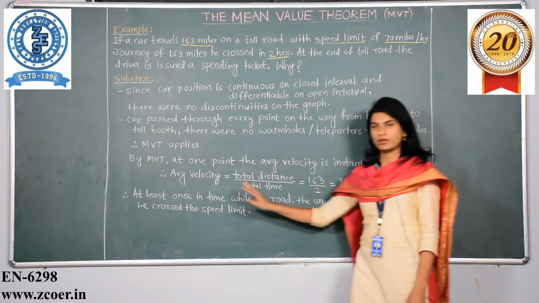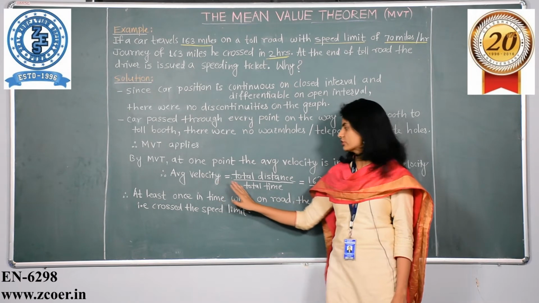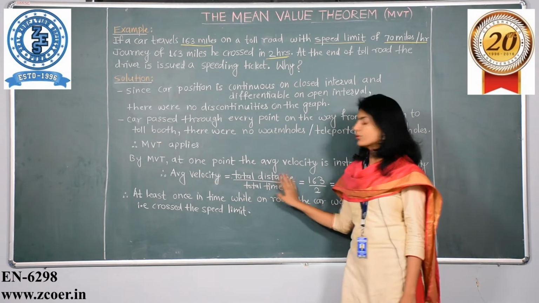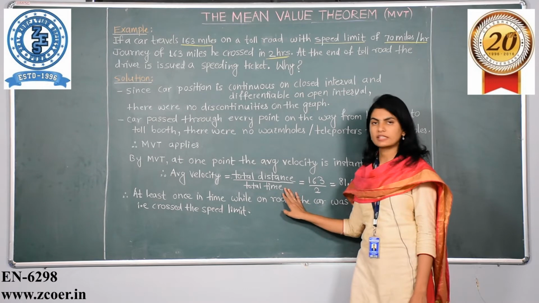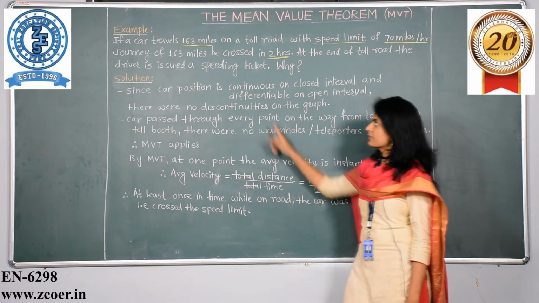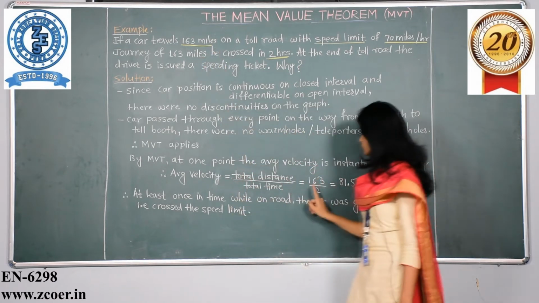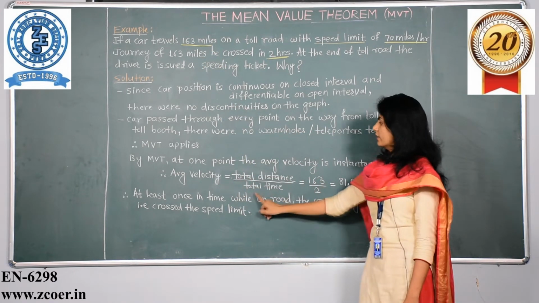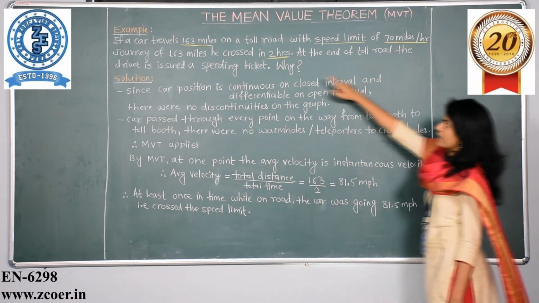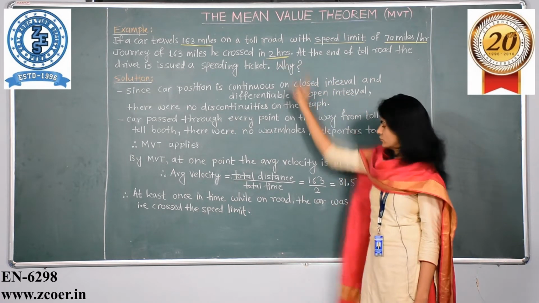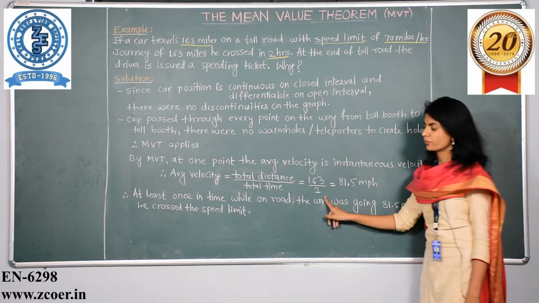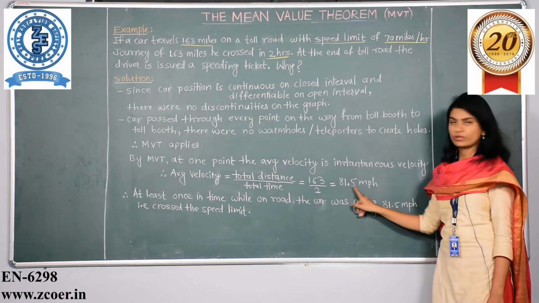Therefore, for the average velocity, the velocity formula is total distance divided by total time. The total distance, as given in the problem statement, is 163 miles. So 163 divided by total time, and the car driver has covered it in 2 hours. So 163 divided by 2 is equal to 81.5.